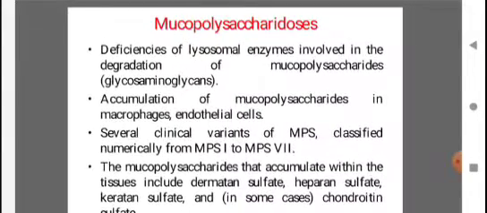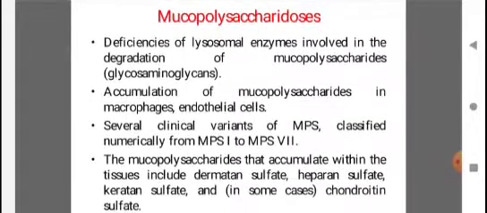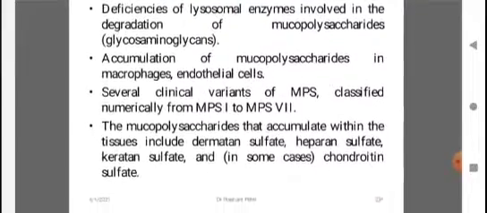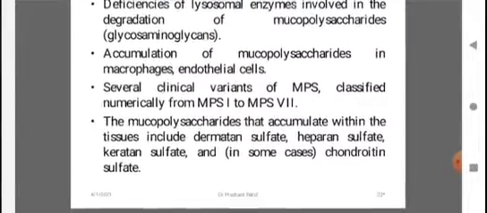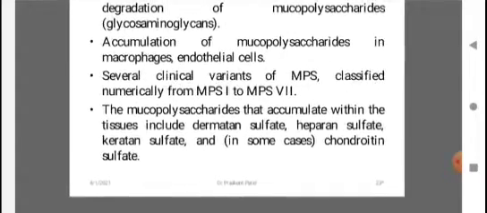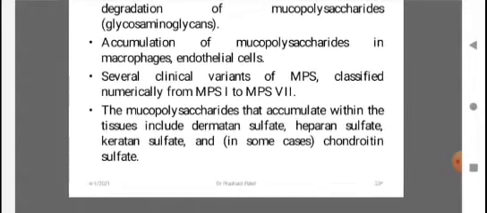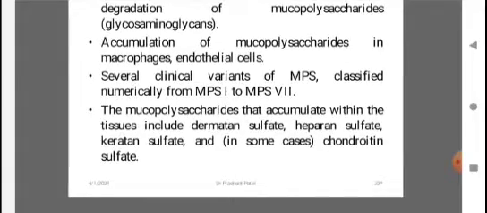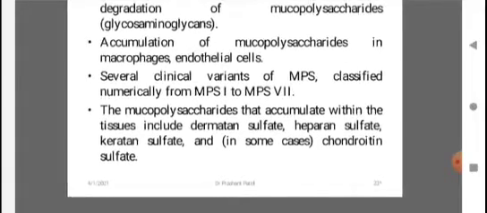Mucopolysaccharidosis. There is deficiency of an enzyme involved in the degradation of mucopolysaccharides. There is accumulation of the mucopolysaccharide in macrophages and endothelial cells. Several clinical variants of MPS are classified numerically from MPS 1 to MPS 7. The mucopolysaccharides that accumulate within the tissue include dermatan sulfate, heparan sulfate, keratan sulfate, and chondroitin sulfate.